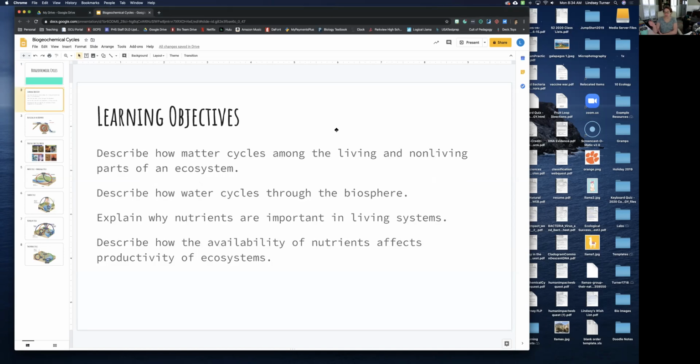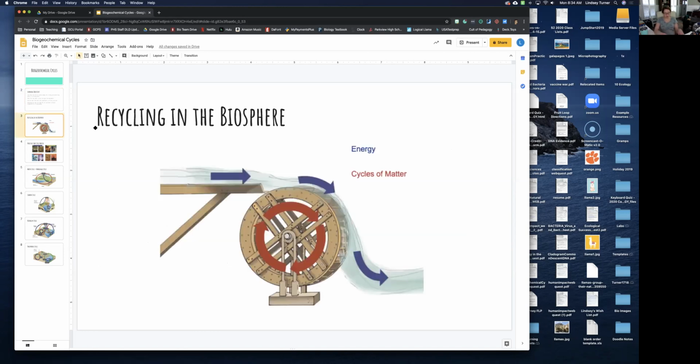Okay. So the learning objectives, again, we're going to look at how matter cycles among living and non-living parts of the ecosystem. And we're going to look at the water cycle and 3 different nutrient cycles. So carbon, phosphorus, and nitrogen cycles. Those are the 4 that we will look at. Okay. So first and foremost, if you're looking at your page, you should have a picture that is similar to this.